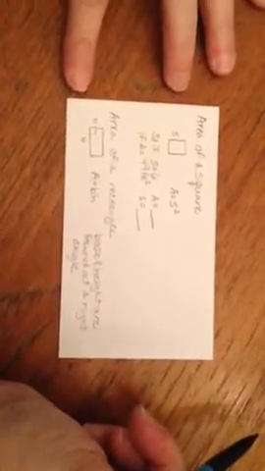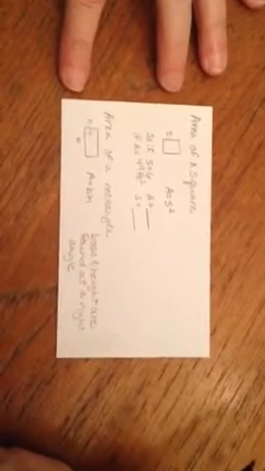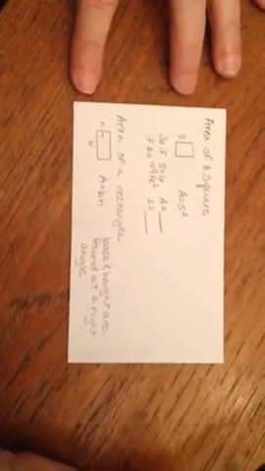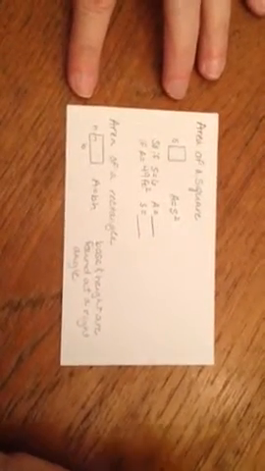All right, so we're in the last chapter of geometry. I know, can you believe it? And we're talking about things that you've already seen before. Today we're talking about area of different polygons.